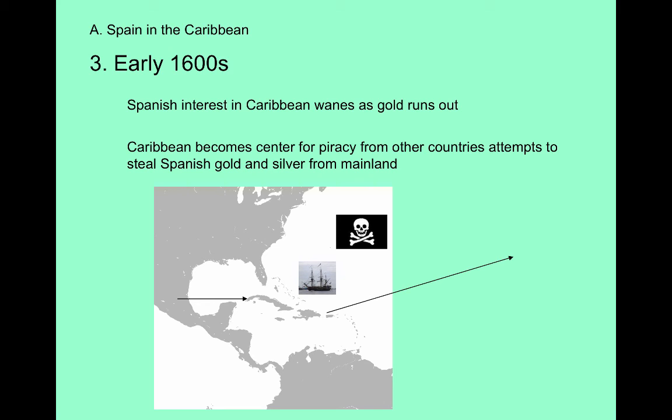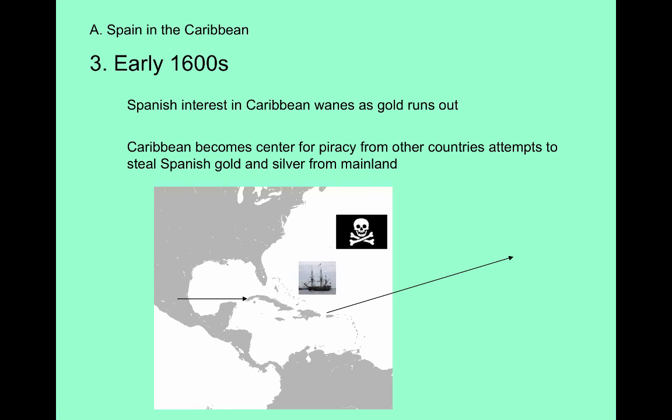Countries are hiring pirates, buccaneers, to go and rob the Spanish of some of the boats that are full of gold and silver and then bring that back to England or the Netherlands or France. And again, this fits into mercantilism, because it's the belief that if my piece of the world pie of the wealth gets bigger, then my enemies must get smaller. So if I rob them of wealth, not only am I getting wealthier, but I'm also hurting my enemy.